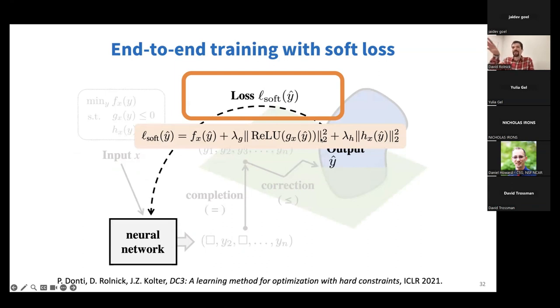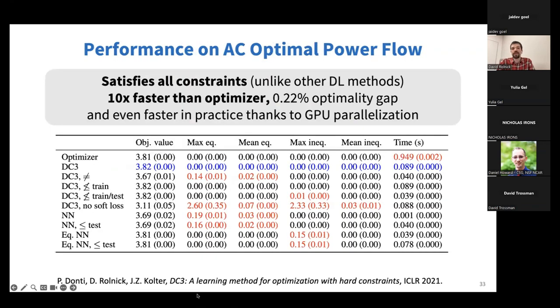Make sure you get into the place where you can actually solve it with these completion and correction procedures. And if you roll all of these things together, you can train the entire neural network end to end, and you end up with something that satisfies the constraints. There's no violation of the constraints and is almost as good as the problem-specific optimizer. So this is an optimizer that was custom designed for this particular problem and is used in powerful applications.